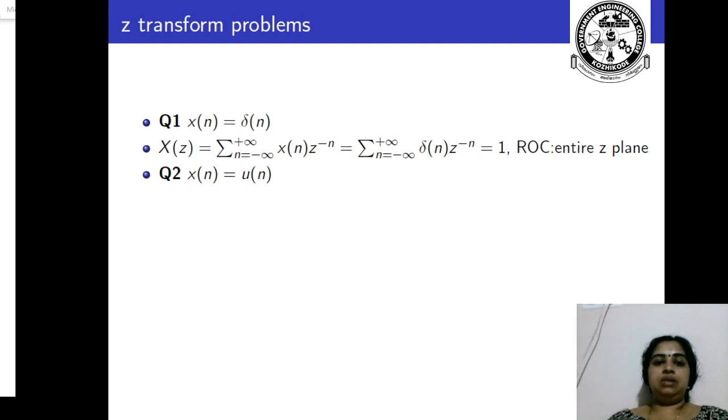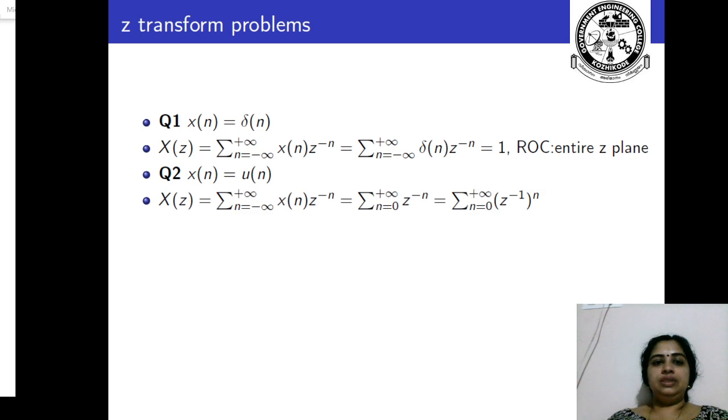Next, the signal x of n equal to u of n. Start from the Z transform equation: summation n equal to minus infinity to plus infinity x of n z raised to minus n. Replace x of n with u of n. What is u of n? U of n is the unit step sequence, which is equal to 1 for n greater than or equal to 0 and equal to 0 for n less than 0.